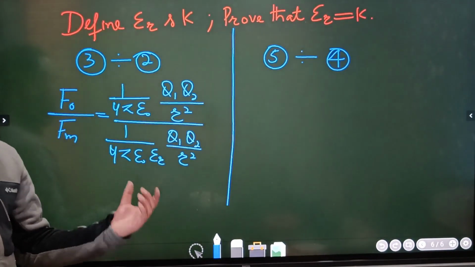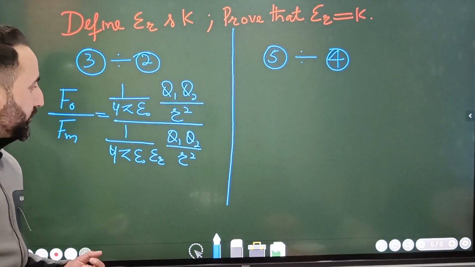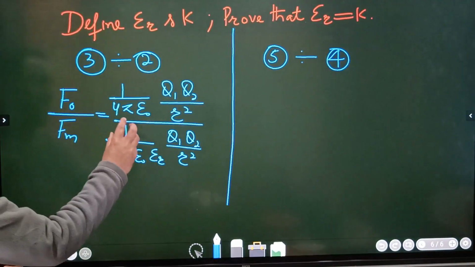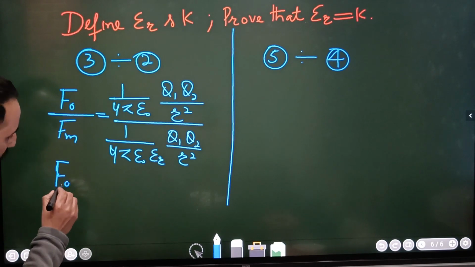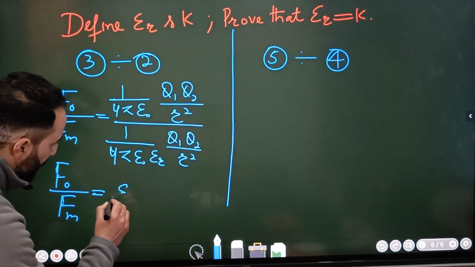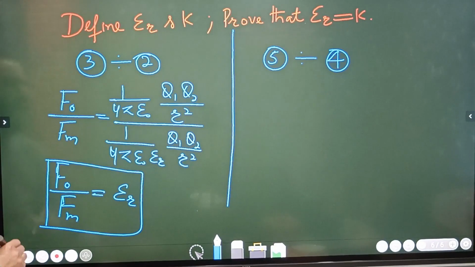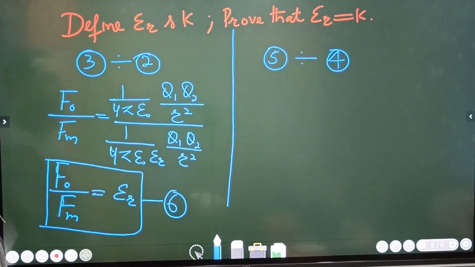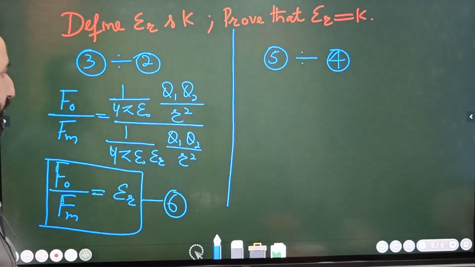It's quite obvious that q1 q2 by r square is going to cancel with the q1 q2 by r square, and 1/4 pi epsilon naught is going to cancel with 1/4 pi epsilon naught. What remains in the denominator is 1 by epsilon r. So we have f naught divided by fm equal to epsilon r, which is relative permittivity. This is our equation number 6. From here you can easily define relative permittivity. Let's first define the dielectric constant, then we'll be back to relative permittivity as well.